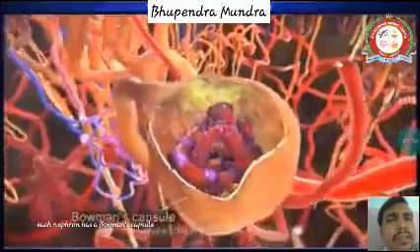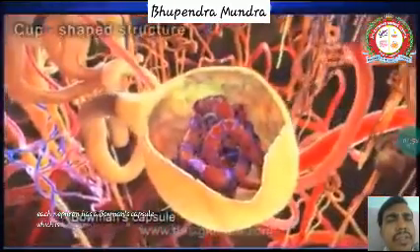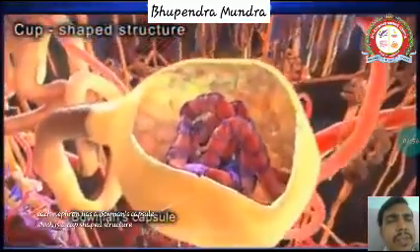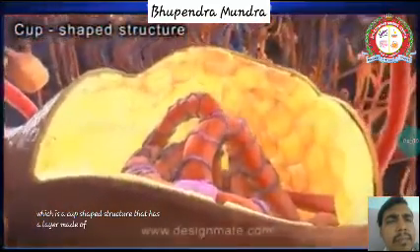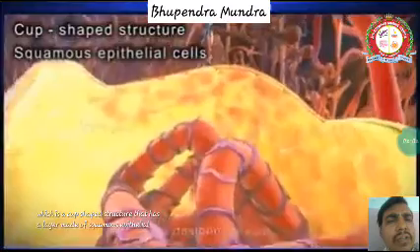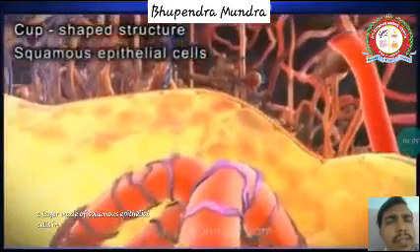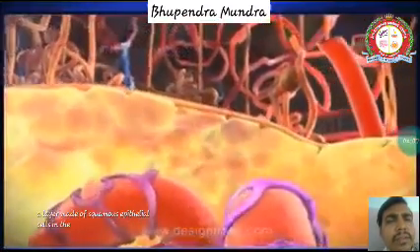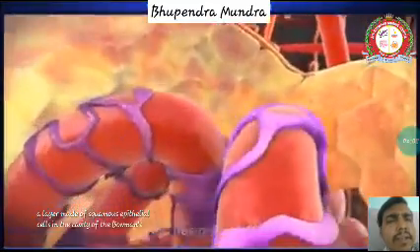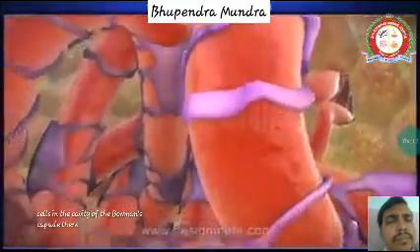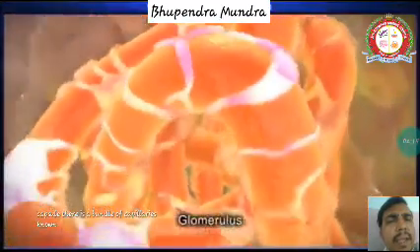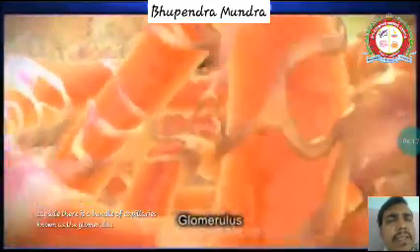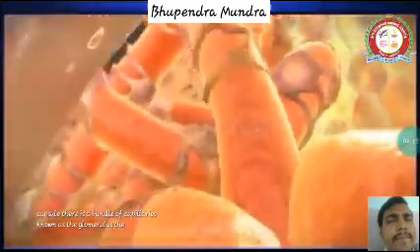Each nephron has a Bowman's capsule, which is a cup-shaped structure that has a layer made of squamous epithelial cells. In the cavity of the Bowman's capsule, there is a bundle of blood capillaries known as the glomerulus.